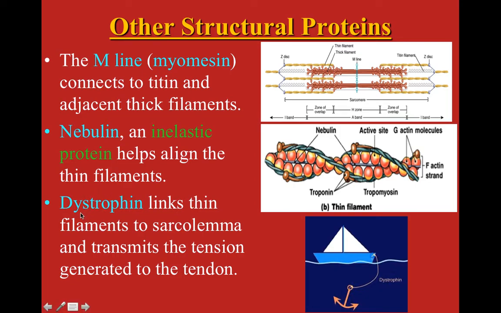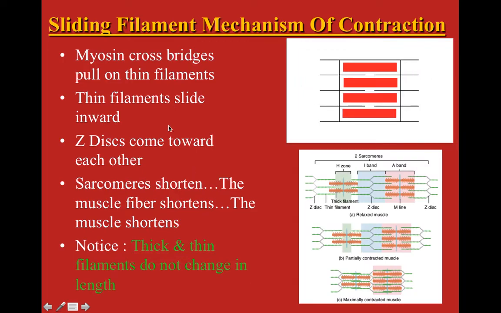And there's also dystrophin. Dystrophin links the thin filaments to the sarcolemma, which remember is the membrane of the muscle cell, and transmits the tension generated to the tendon. This dystrophin is an interesting illustration. The dystrophin acts as an anchor for the sarcolemma, the muscle cell membrane, to the connective tissue, to the tendon.